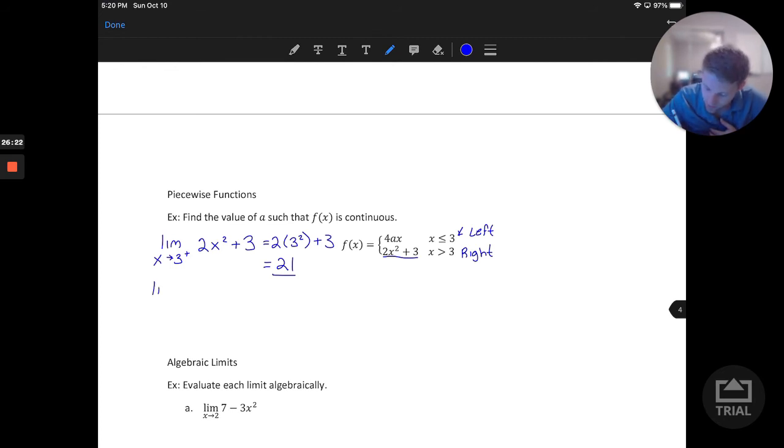So the limit as x approaches 3 from the negative end of the graph, that would be on the left. We're going to be using the second portion of our piecewise function, that would be 4ax.